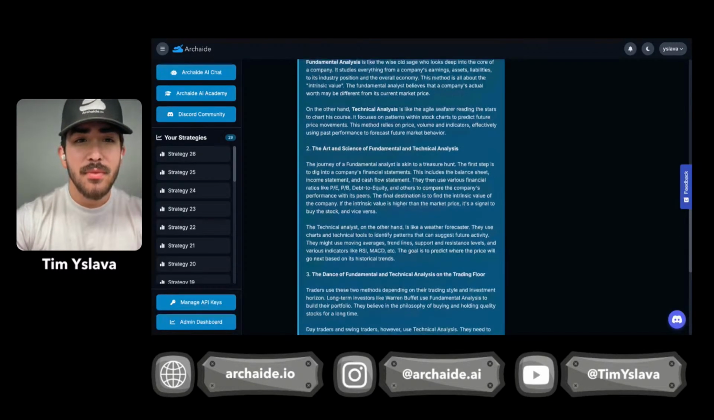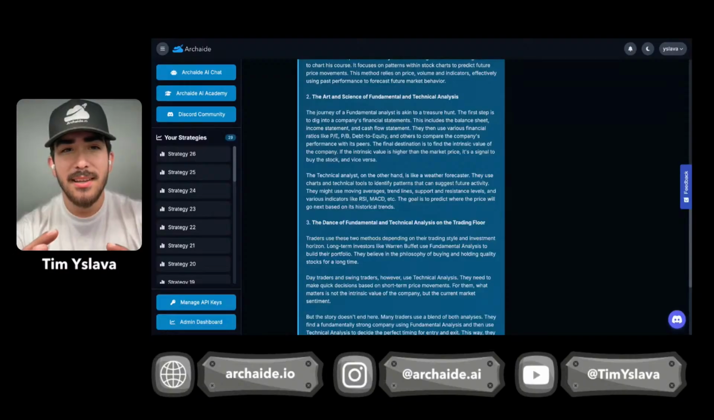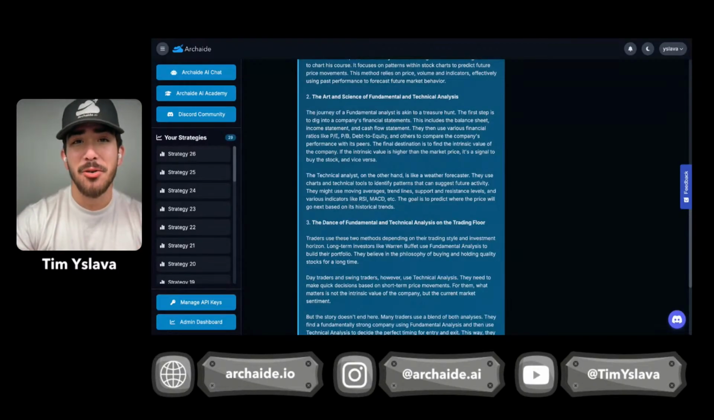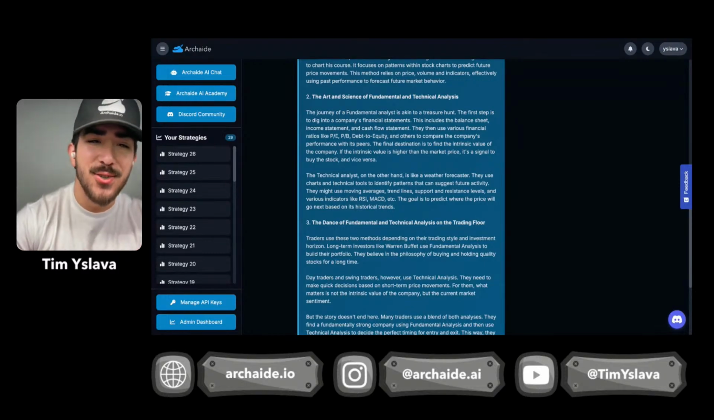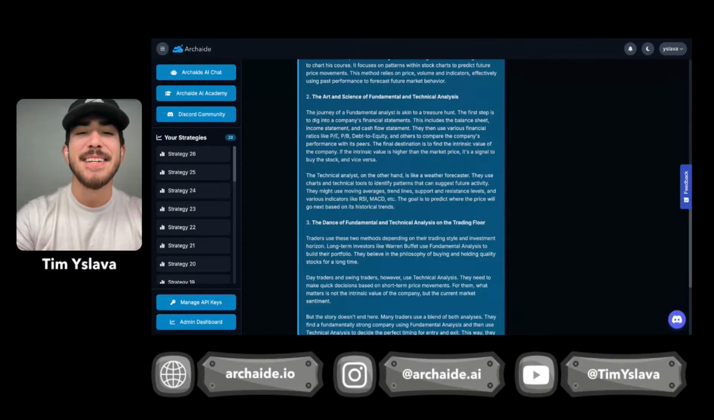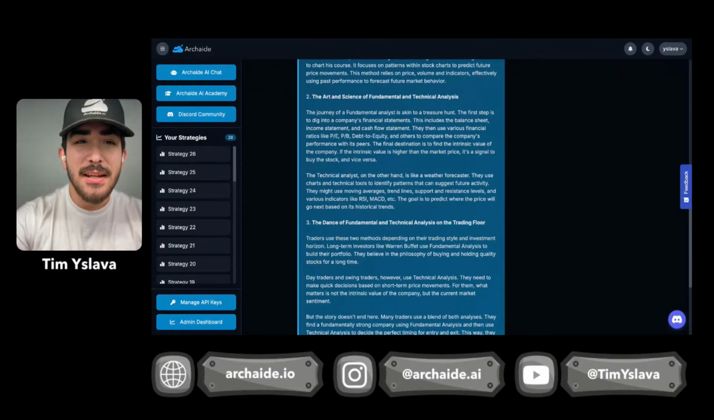Okay, so number two, the art and science of fundamental and technical analysis. Okay, this is exactly how it works. So the journey of a fundamental analyst is akin to a treasure hunt. The first step is to dig into a company's financial statements. This includes the balance sheet, the income statement, the cash flow statement.